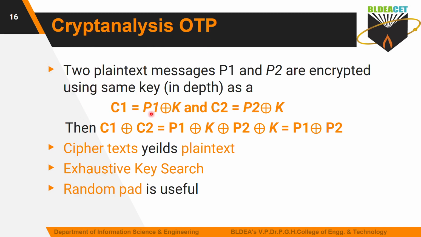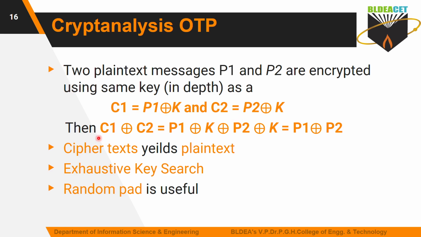So, as you already know, if you have the plain text and that plain text is XORed with the given key, then you will get the ciphertext. Now to analyze the OTP method, I am considering two plain text messages, P1 and P2, that are encrypted using the same key. If I encrypt both using the same key, then we call that one in depth. After encrypting P1 and P2, I got the ciphertexts C1 and C2.